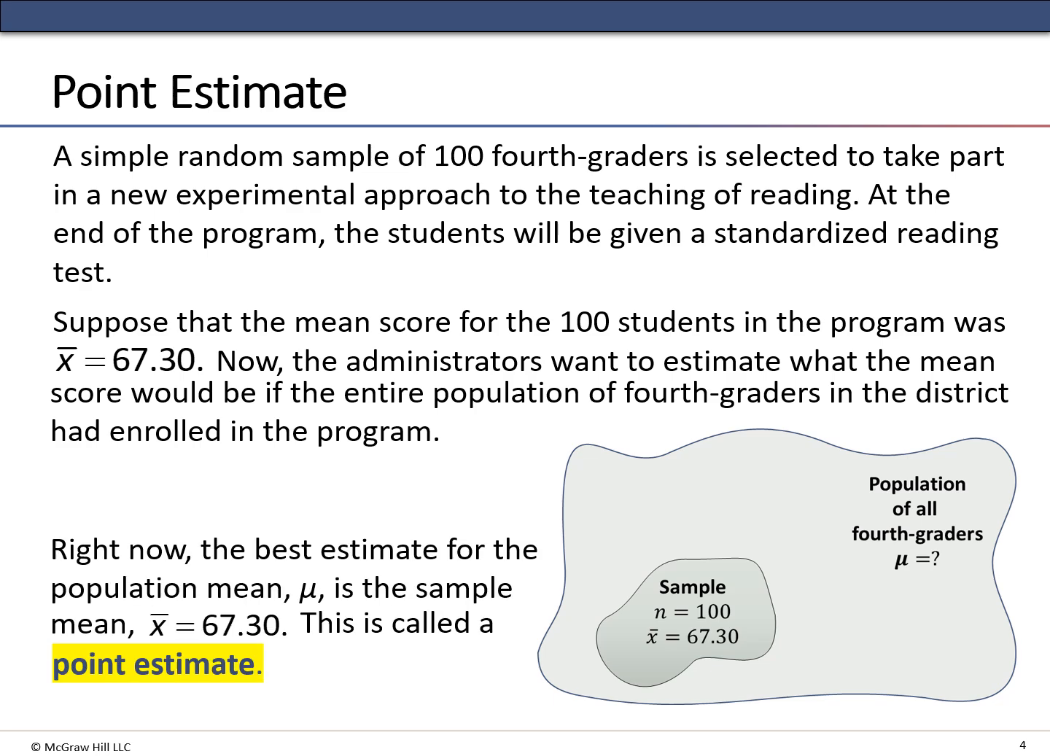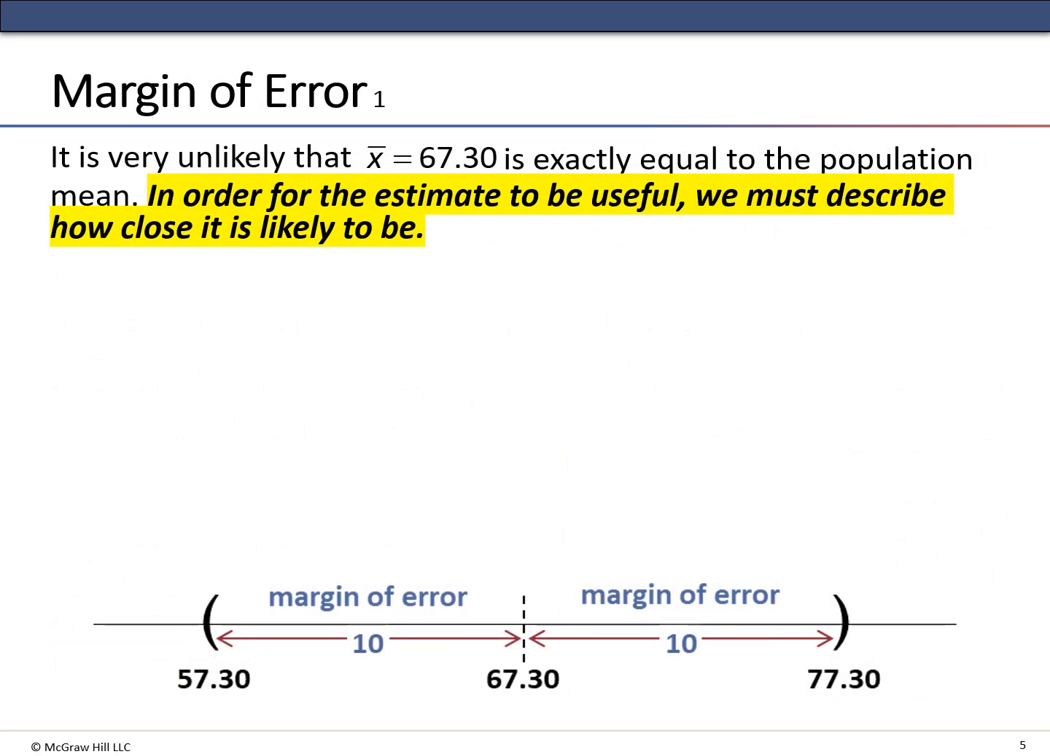Right now, the best estimate for the population mean is the sample mean, x bar equals 67.3, and this is what we call a point estimate. When we don't have a value for a specific measure, like for example the average score, we often will use a sample to create that estimate. It's very unlikely that the mean 67.3 is exactly equal to the population mean. This is just common sense. Typically, the larger the sample we have, the closer it's going to be to the population.